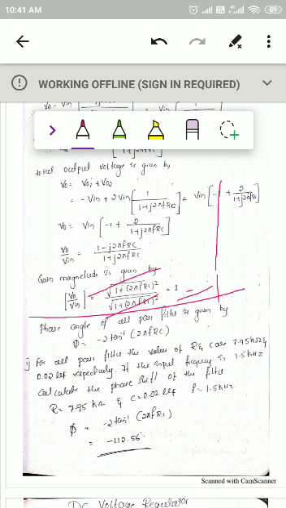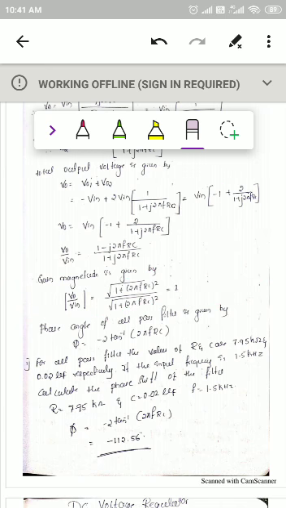So the all pass filter gain will be 1 here. All pass filter gain will be 1. And the phase angle can be calculated using this formula. The phase angle phi of the filter is equal to minus 2 tan inverse of 2 pi fRc. You calculate the phase angle using this equation. Okay, this is the derivation part.